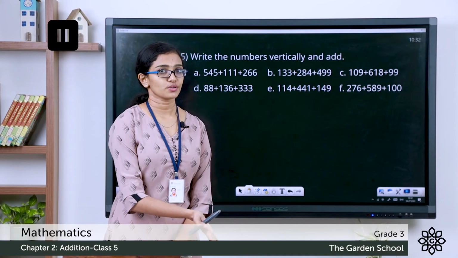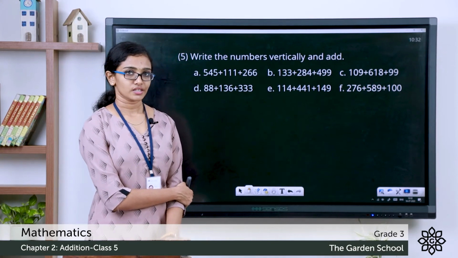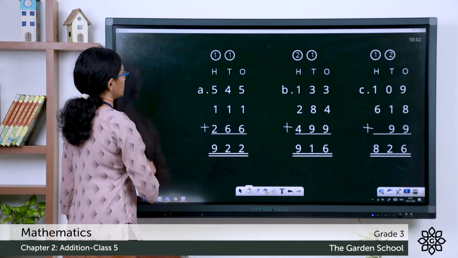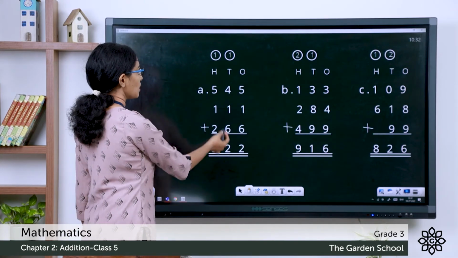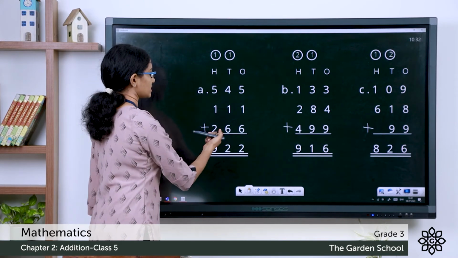Let's check all the answers together. I hope we finished writing the sums. So now let's check the answers. See, this was the first question. 545 plus 111 plus 266.